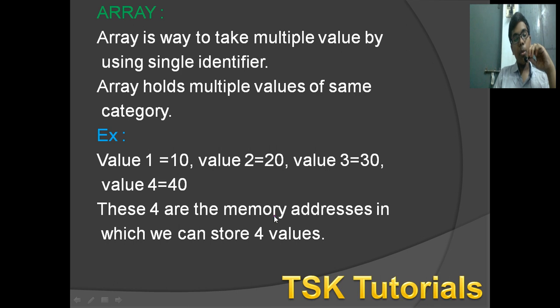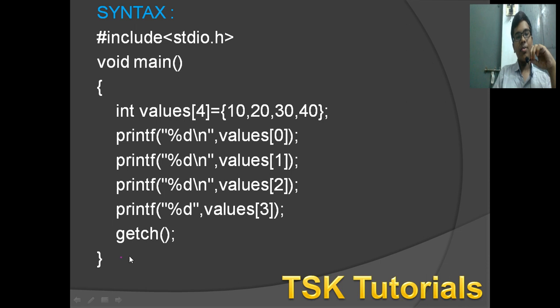That means there are 4 memory addresses in which we can store values. For storing one value, one memory address will be required. When we have to store 4 values, 4 different memory locations will be required, but we have to access them easily. Then we can use the concept of an array. Now let's see the syntax of an array.